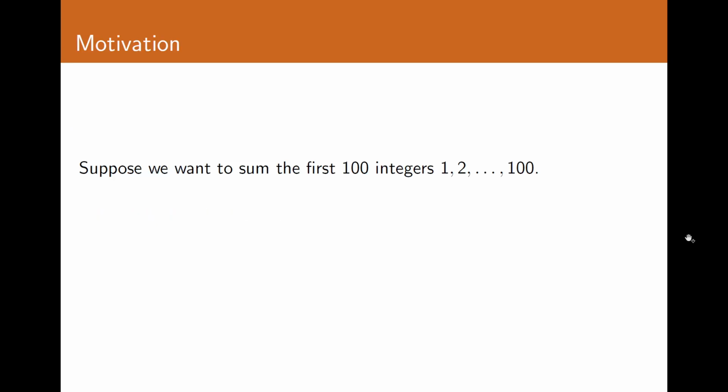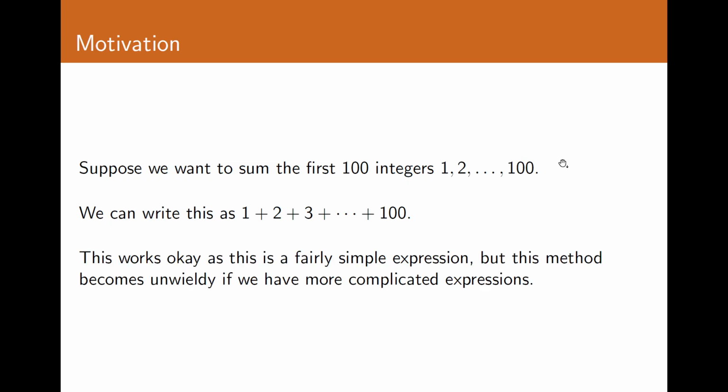So suppose we want to sum the first 100 integers, so 1 plus 2 plus 3, all the way up to 100. One way we can write this is 1 plus 2 plus 3 plus ... plus 100. This works okay because this is a fairly simple expression, but this method becomes pretty unwieldy if we have more complicated expressions. So we'd like a more compact notation that works better for keeping track of complicated summations.